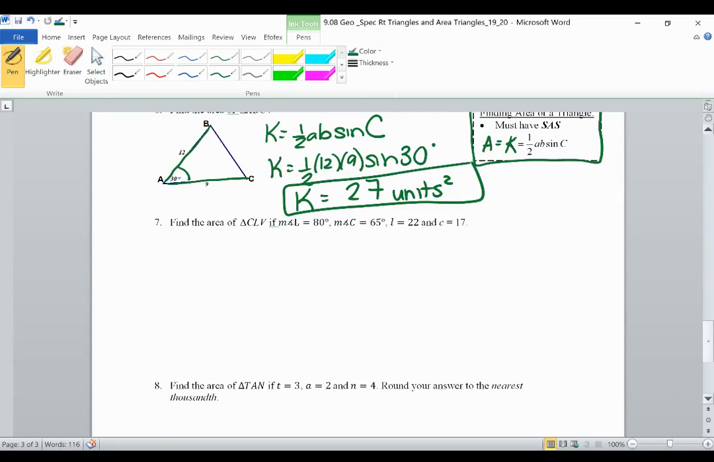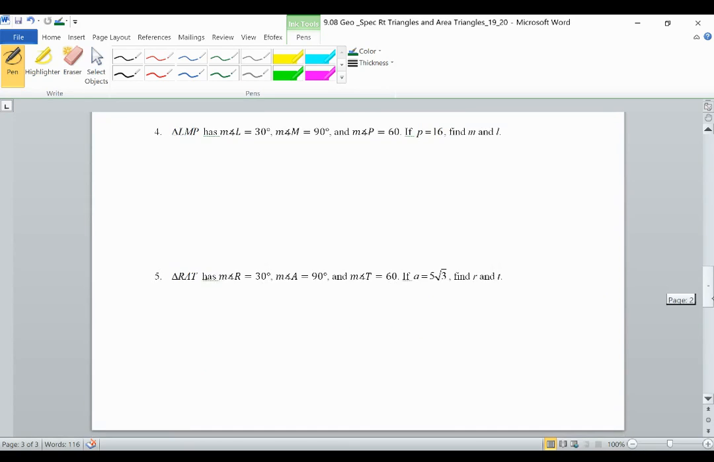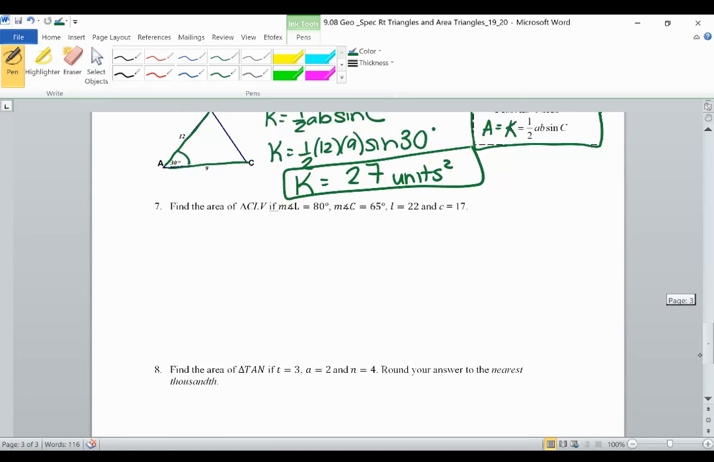Next would be number 7. Find the area of triangle CLV. So let's draw this triangle. CLV. Angle L is 80. Angle C is 65. Lowercase l, across from angle L, is 22. Lowercase c, across from angle C, is 17.